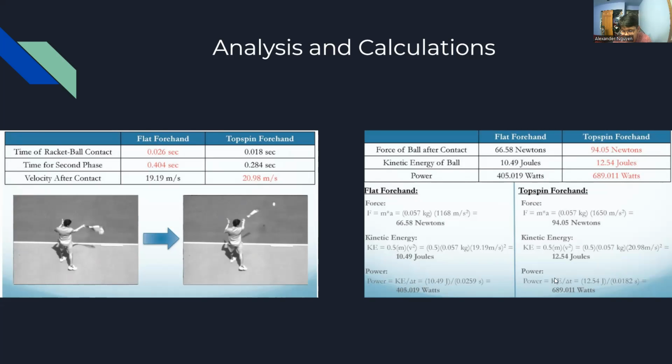And you can see we use the equations here, right? We just use force equals ma, kinetic energy 1/2 mv squared, as well as power, which is just kinetic energy divided by time, work divided by time, basically what we got here.